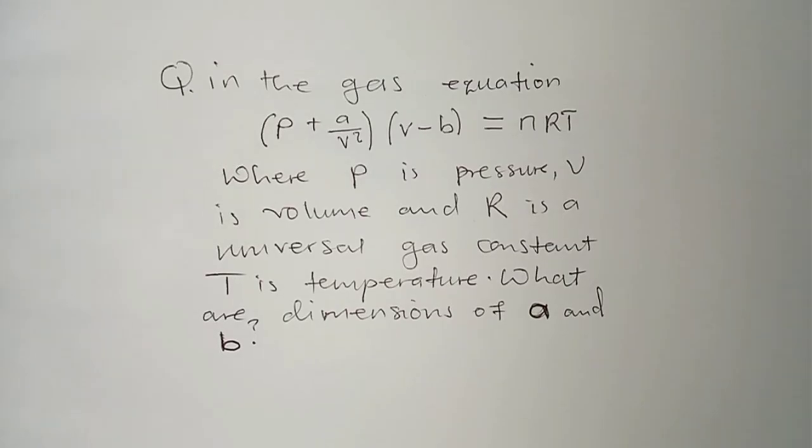All right, welcome back. Example number 2 says: in the gas equation given there, where P is pressure, V is volume, R is the universal gas constant, and T is temperature, what are the dimensions of A and B? Try to recall the limitations of dimensional analysis. We said all the constants will always be dimensionless.